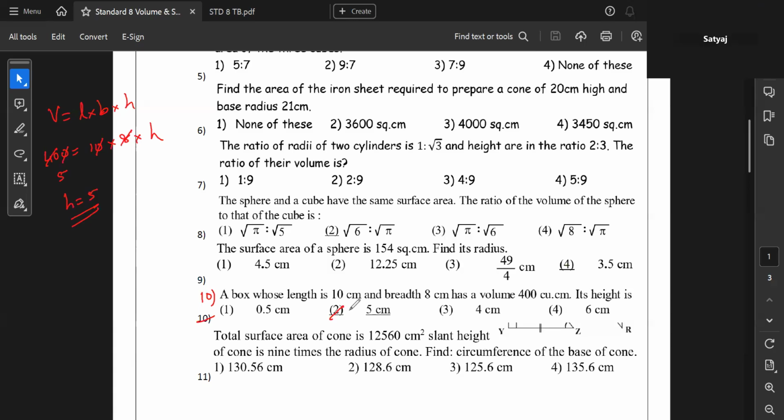So what is the TSA of cone? I forgot. Sorry. What is the total surface area of a cone? I forgot. Yeah, I'll give that formula to you. Just note it down first. Instead of giving that formula, I'll show it to you. Don't worry.